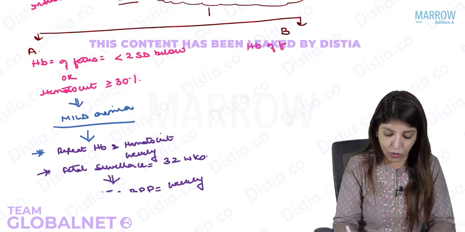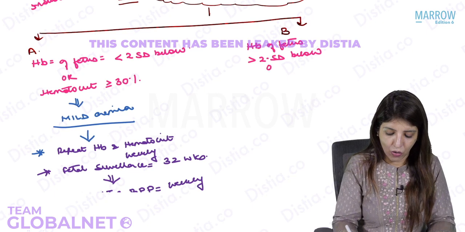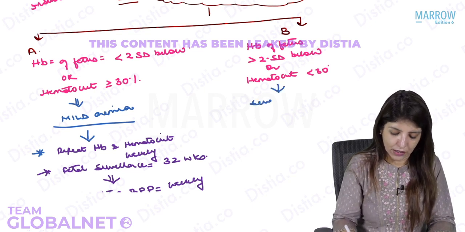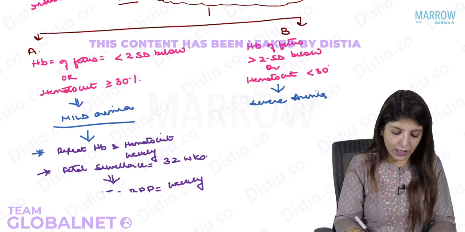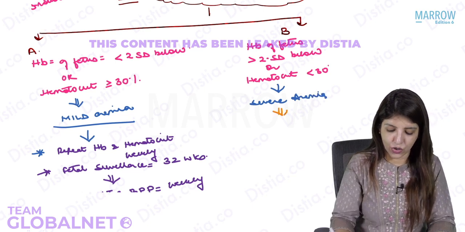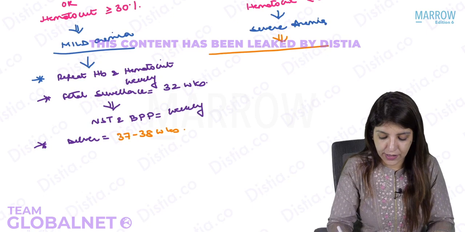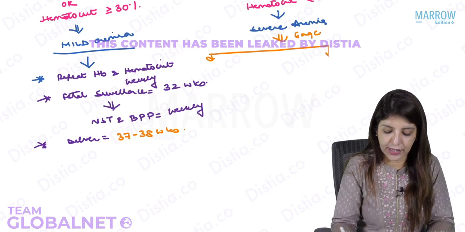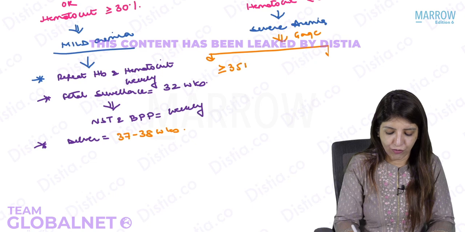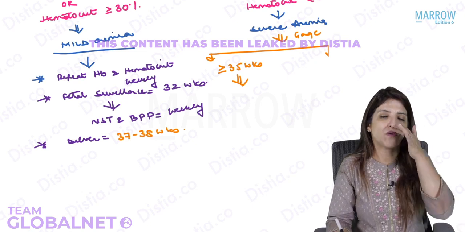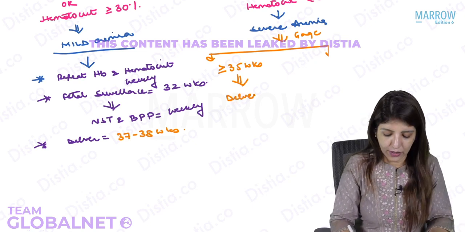But if hemoglobin of the fetus is more than 2 standard deviations below, or hematocrit is less than 30%, now this means that there is severe anemia. And if there is severe anemia, there are high chances of heart failure in the fetus or hydrops fetalis in the fetus. So in this case, next you should look at the gestational age. If gestational age of the pregnancy is more than or equal to 35 weeks, earlier this was 34 weeks, now it has been revised to 35 weeks, then go for delivery.